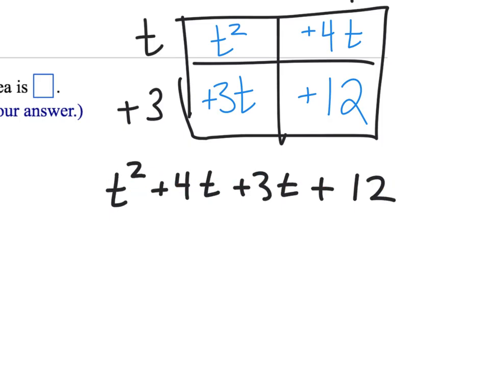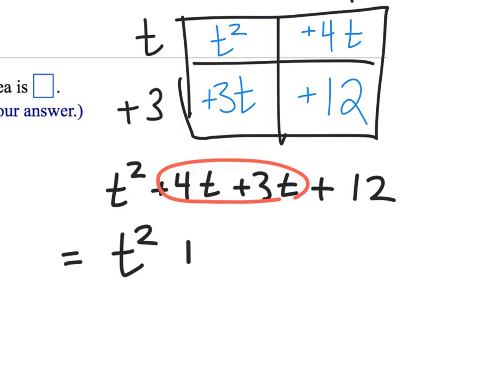This is actually an optional step. Basically, all I did is I took these four terms and I wrote them down here. I see I've got some like terms right here. So this equals t squared, because it has no other like terms. Then I've got plus 7t, because 4t plus 3t is 7t, and then plus 12.